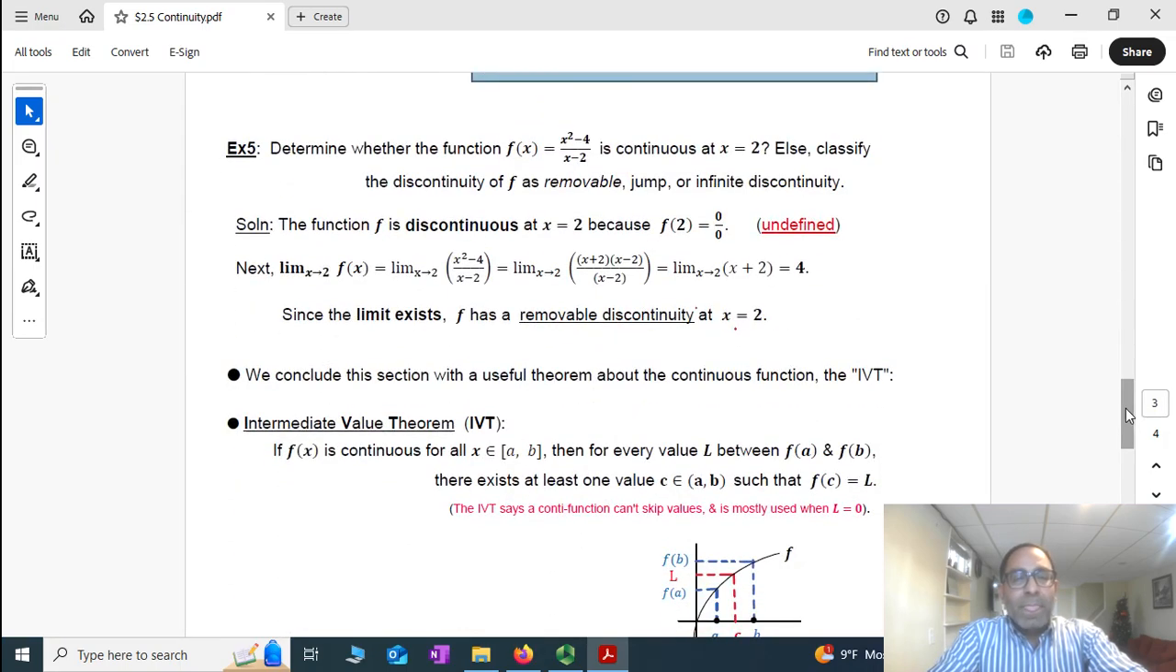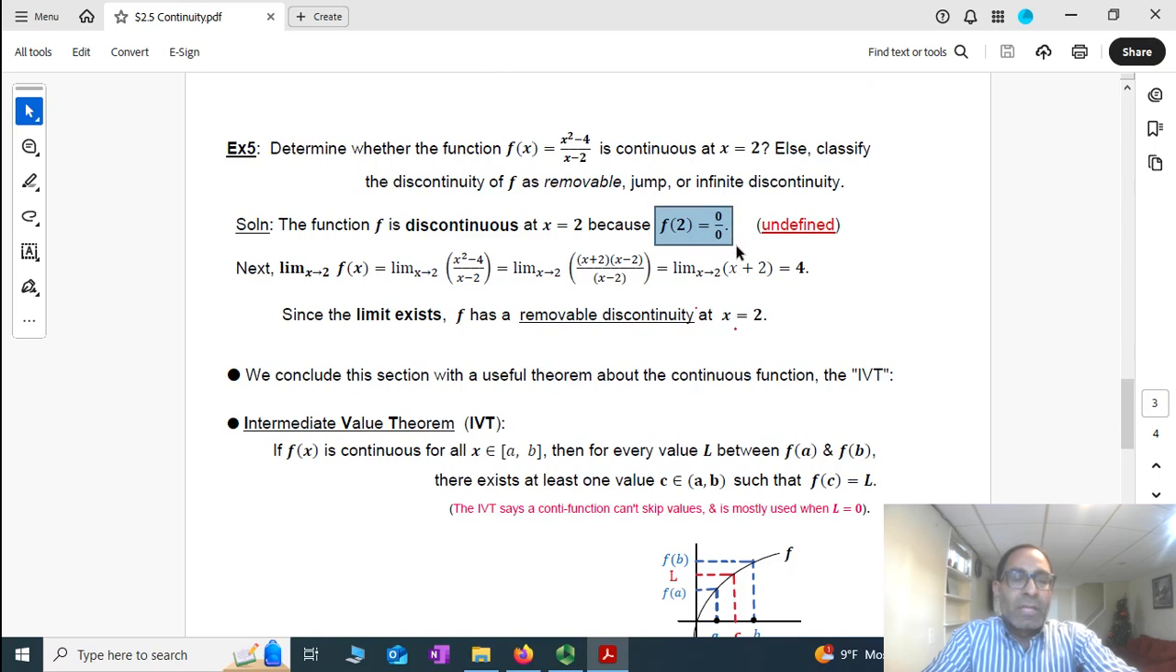Now, example 5. Determine whether the function defined here, f equals x squared minus 4 over x minus 2, is continuous at x equals 2. That's the first part of the question. And the second part: classify the discontinuity of f as removable, jump, or infinite discontinuity if the function is not continuous. Okay, solution. Here the function is discontinuous at 2 because the function value of f at 2 is undefined. So that means the function isn't continuous. That answers the first part of the question.